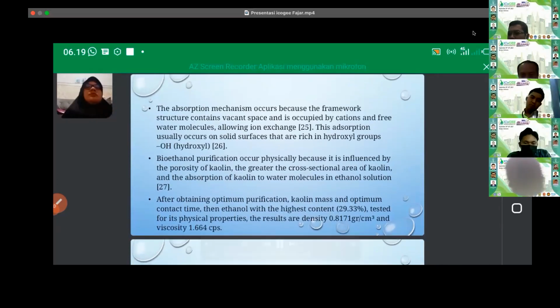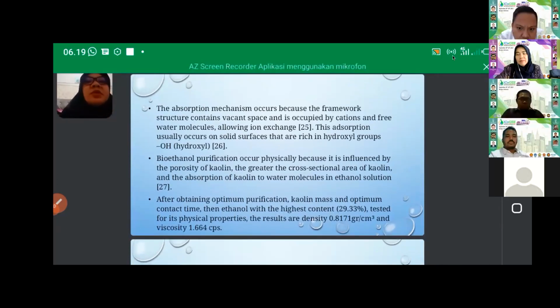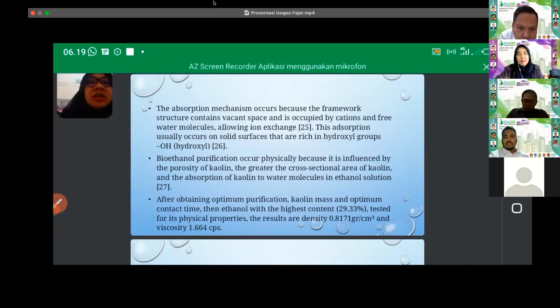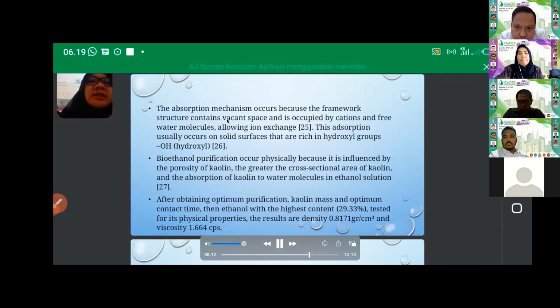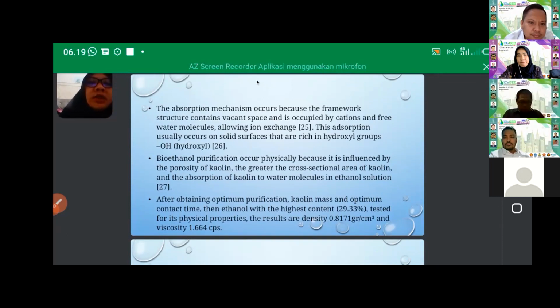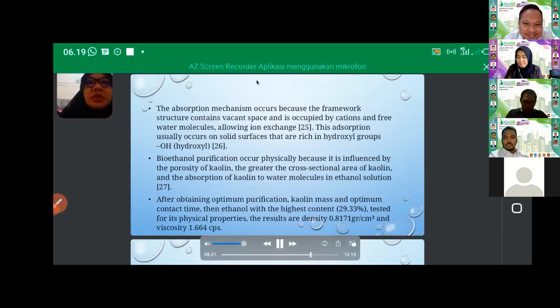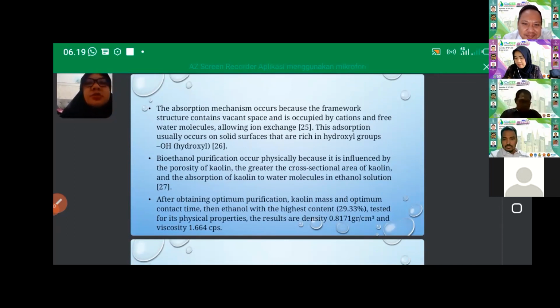Absorption mechanism occurs because the framework structure of kaolin contains vacant space that is occupied by cations and free water molecules, allowing ion exchange. This absorption usually occurs on solid surfaces that are rich in hydroxyl groups, OH. Bioethanol purification occurs physically because it is influenced by the porosity of kaolin. The greater the cross-sectional area of kaolin, the greater the absorption of water molecules in the ethanol solution.